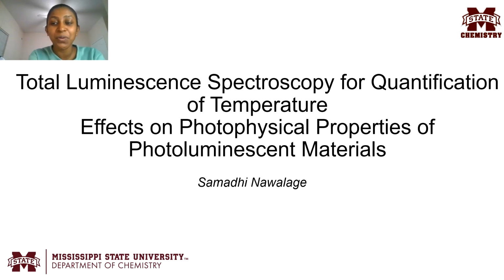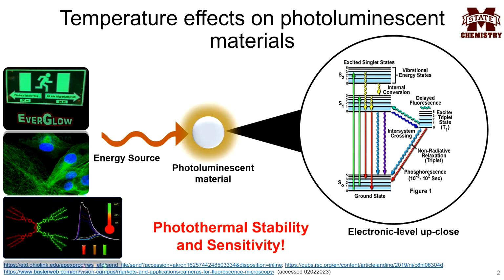This video gives an overview of how total luminescence spectroscopy can be used for the quantification of temperature effects on photophysical properties of photoluminescent materials. Photoluminescent materials can emit light in the presence of an external source of excitation. The energy promotes one or more electrons from the ground state to higher energy levels. As the electron comes back to its ground state, the energy is either emitted via radiative or non-radiative processes.